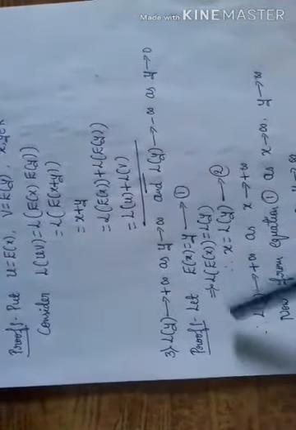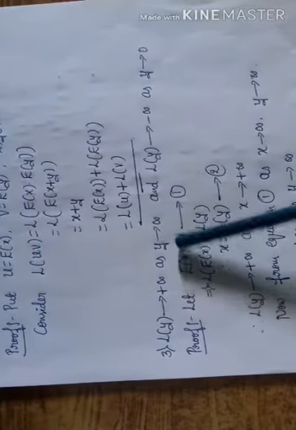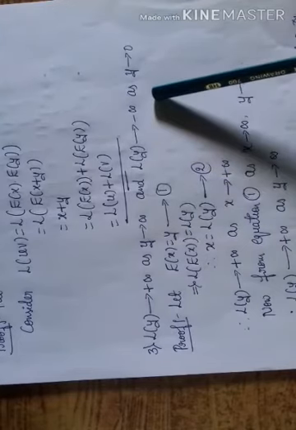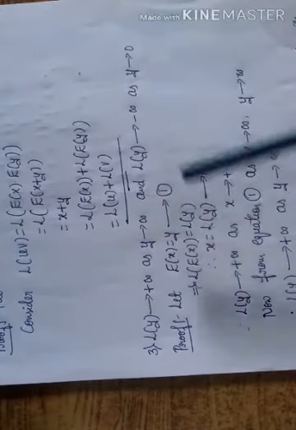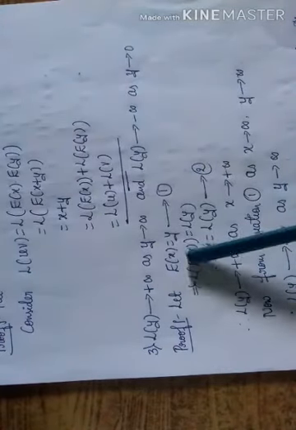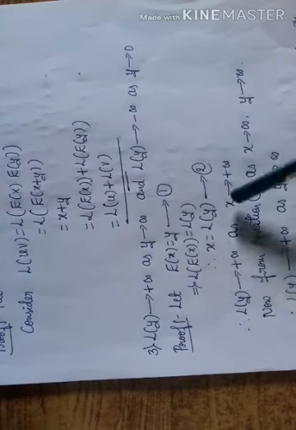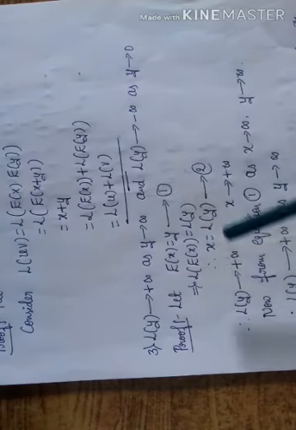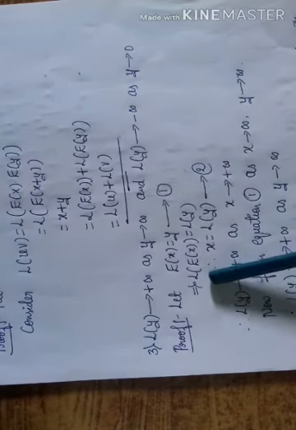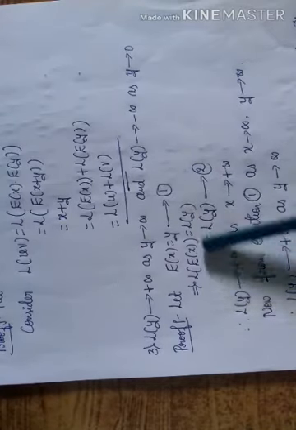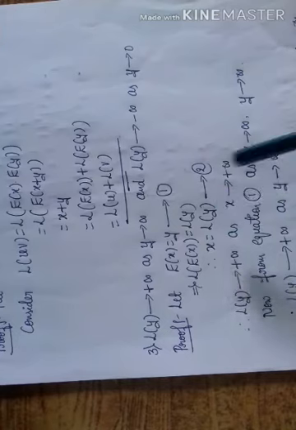Third one: L of y tends to plus infinity as y tends to infinity, and L of y tends to minus infinity as y tends to 0. Proof: let e of x is equal to y. Call this equation number 1. We know that e means exponential, L means logarithmic. Apply log. This implies L of e of x is equal to L of y. We know that this value is x. Call this equation number 2.